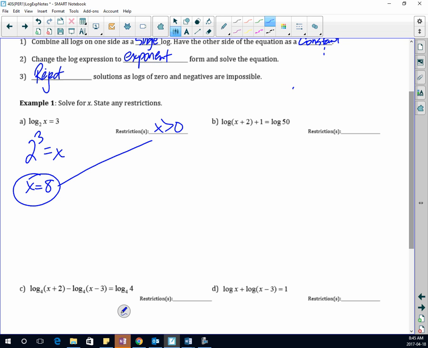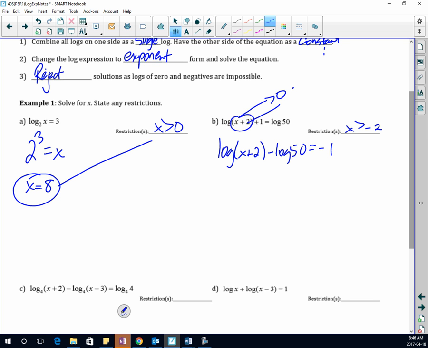Okay, so part b. Can anybody tell me the restriction here? x has to be greater than -2. Very good. And if you didn't know, this whole argument has to be greater than 0. So if I move the 2 over, do you see x has to be greater than -2? Okay, so process again. Write all the logs as a single log on one side equal to a constant. So the first step, I'm just going to move the logs over. So log of (x plus 2) minus log of 50 equals -1. Everybody good with that?